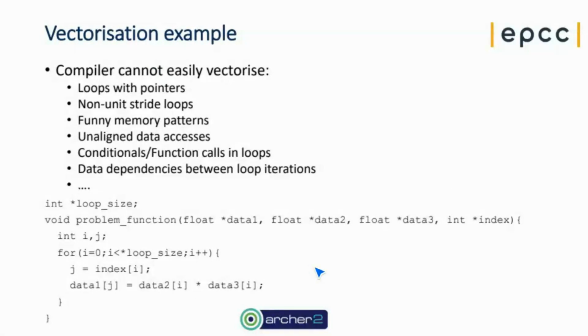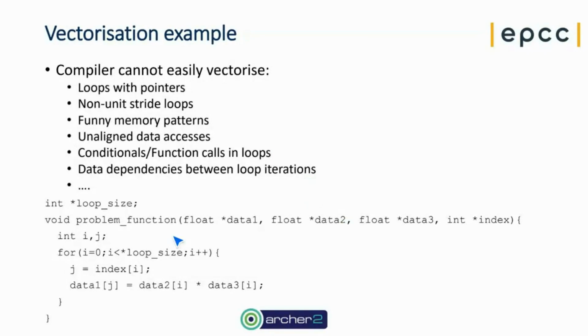So what other things can compilers have problems with? Loops with explicit pointers are liable to be a problem. Non-unit stride loops: they may deal with those, but perhaps not very efficiently. Odd patterns of memory accesses can be problematic. Unaligned accesses, or accesses where the compiler can't figure out the alignment, we'll come back to in a minute as well. I also mentioned conditionals and dependencies.